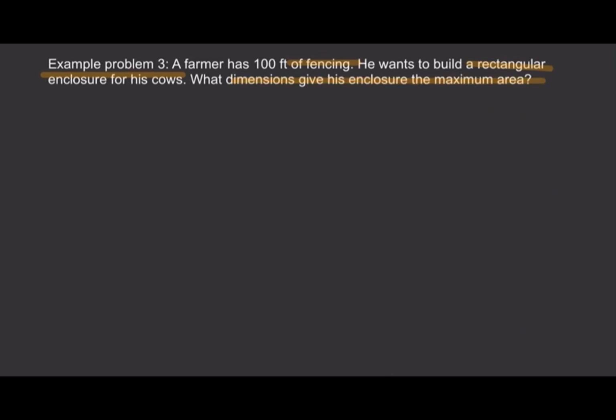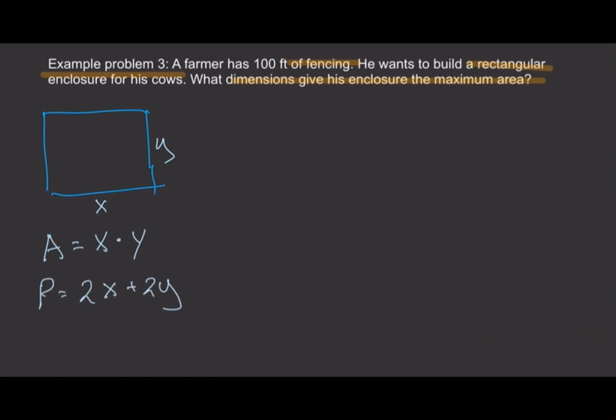Okay, now we can begin by drawing the enclosure for the cows. Since we don't know the dimensions of the enclosure, we can just make a rough sketch of it. Now it's time to create the equations. Let's start with what we know. Area is equal to width times length, and perimeter is equal to 2 width plus 2 length. We can use x and y to represent width and length.